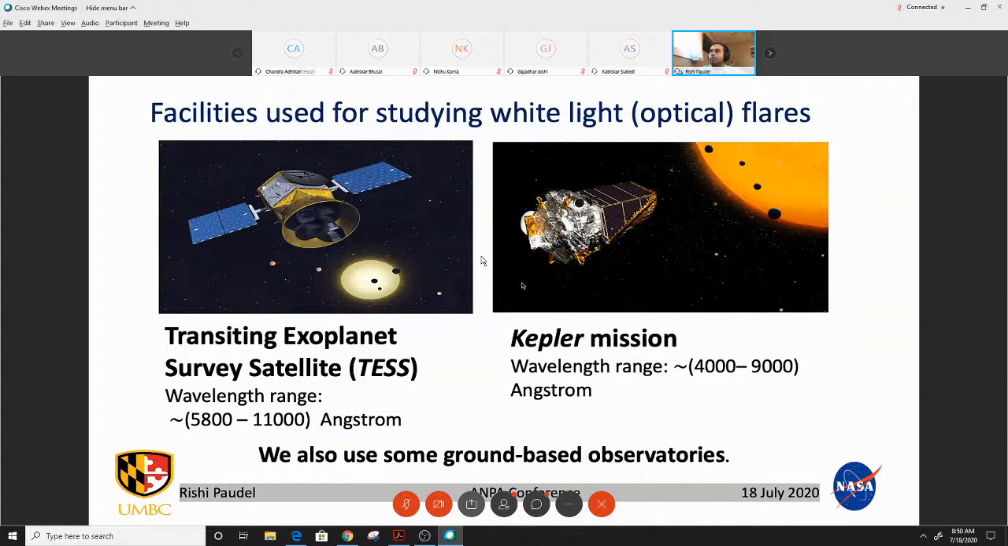So we use various facilities for studying the flares. We use TESS data and Kepler data to study the white light flares, which are also called the optical flares. TESS provides continuous high precision long baseline data for a minimum of 25 days for each star, and Kepler provided high precision data for each star for more than 70 days. By the way, the Kepler mission has ended. It ended in 2018. We also use some ground-based observatories to study flares on M dwarfs.